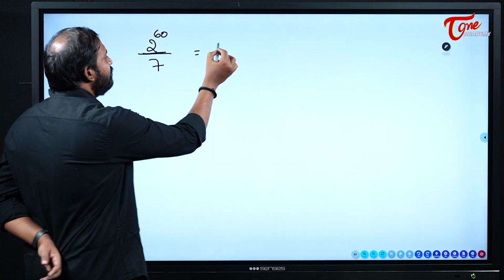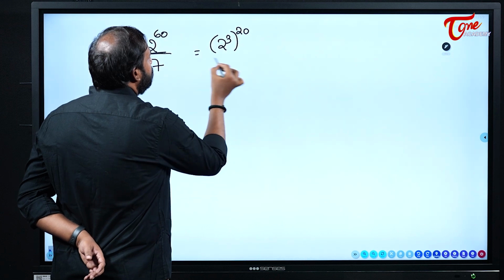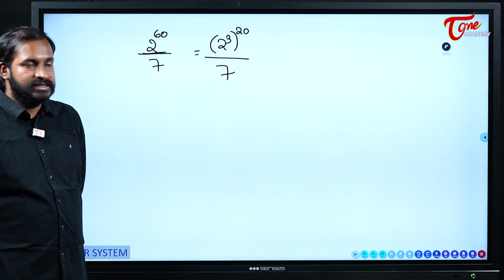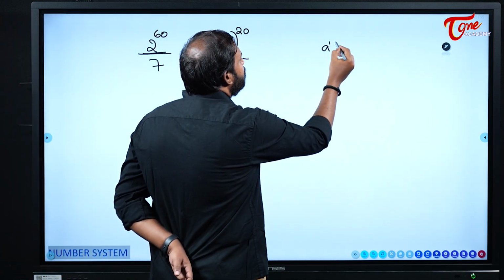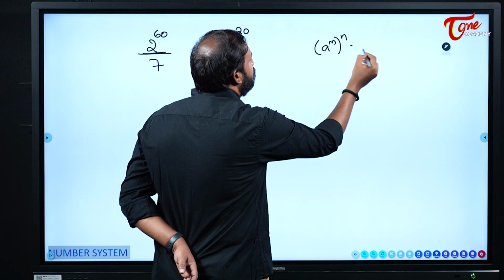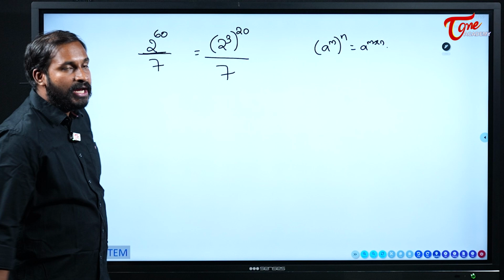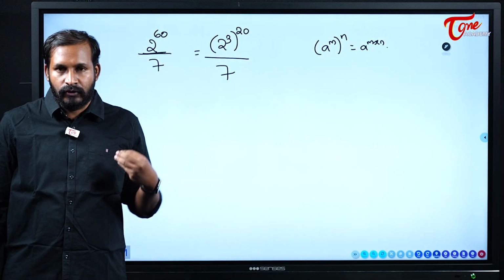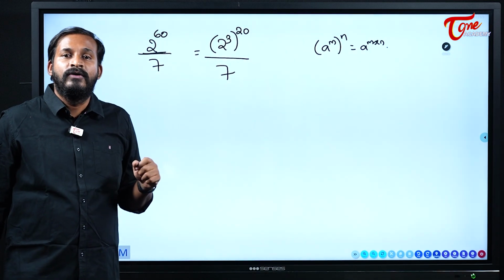So, what I will do is, I will split this in powers of 2 cube whole to the power of 20 by 7. I can do in this manner. The reason is, I simply split this 60. We all know that a to the power of m whole to the power of n is equal to a to the power of m into n. Why I have split only in terms of 3 means, here my requirement is 2 cube. That is the reason I have written it as 2 cube whole to the power of 20.